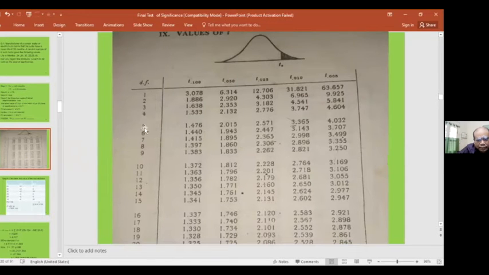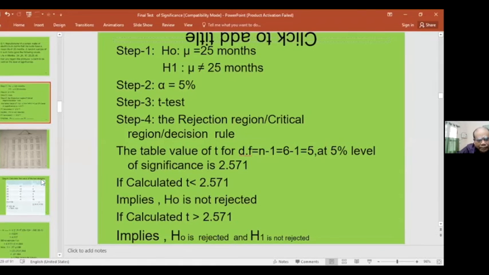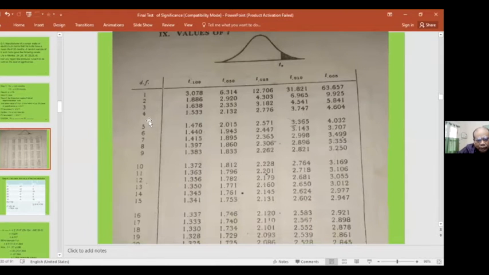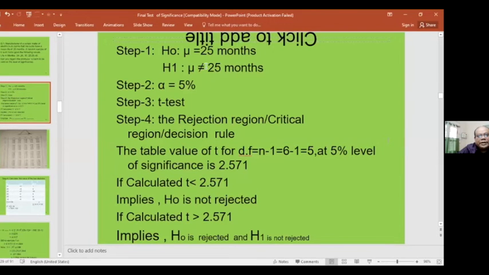At 5%, the degree of freedom is 5. Then you are having a two-tail test. So what will the two-tail test value be? It is 2.571, no? 2.571. So your 5%, for a two-tail test, for a symbol like this.